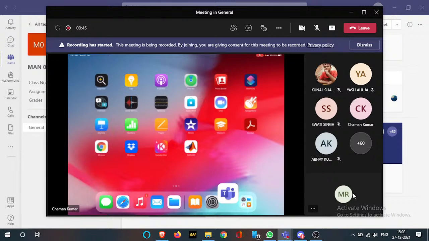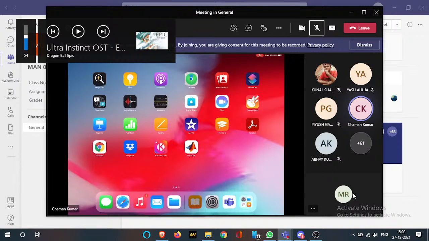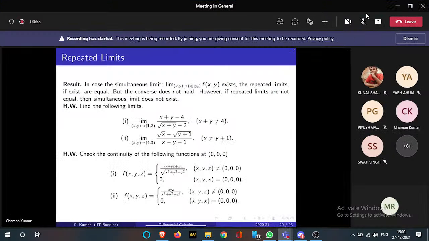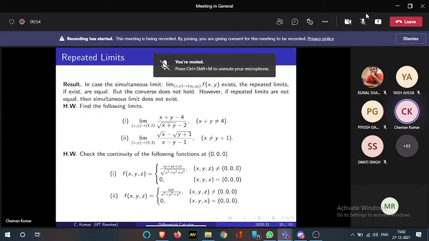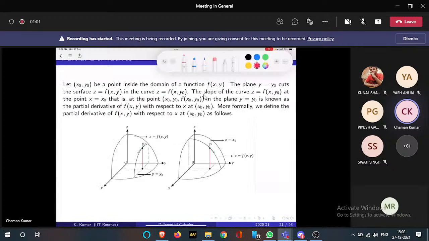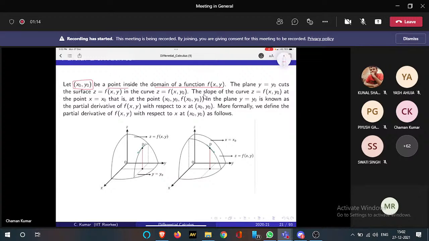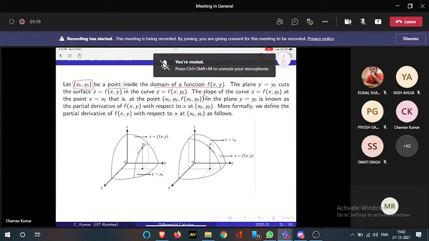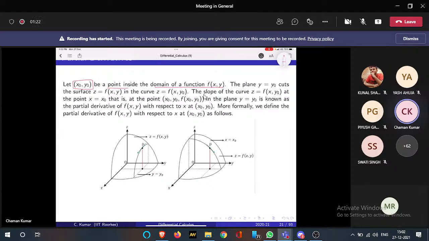Okay, so now we can start partial derivatives. For partial derivative, let us consider x naught, y naught is a point inside the domain of a function. And so in the graph, you can see that this point is x naught, y naught.